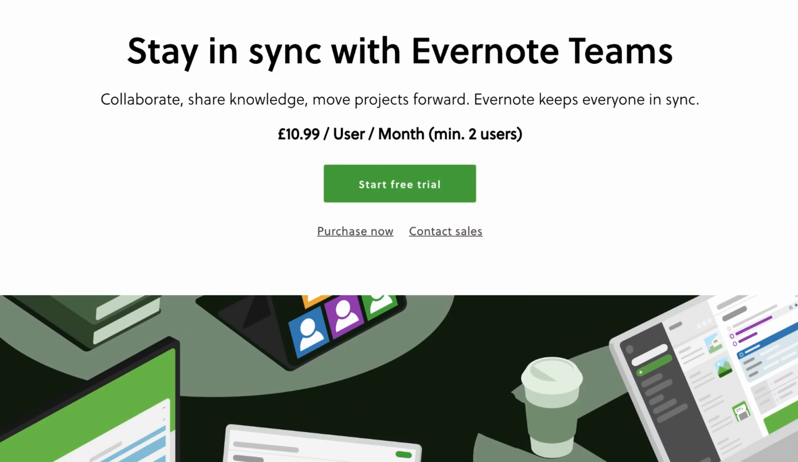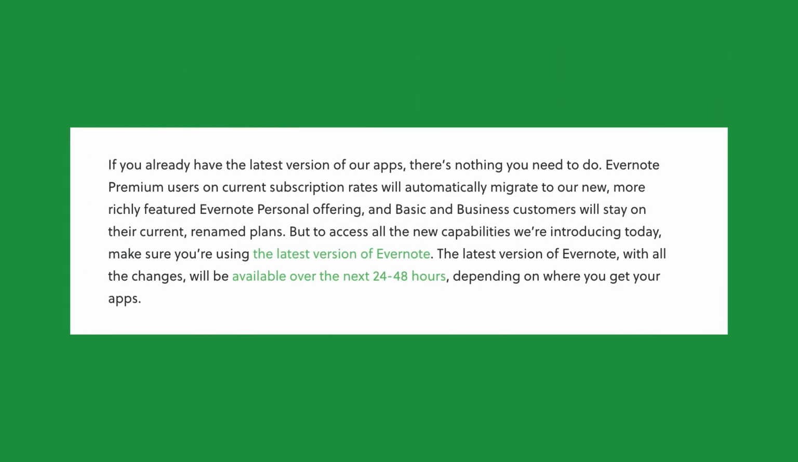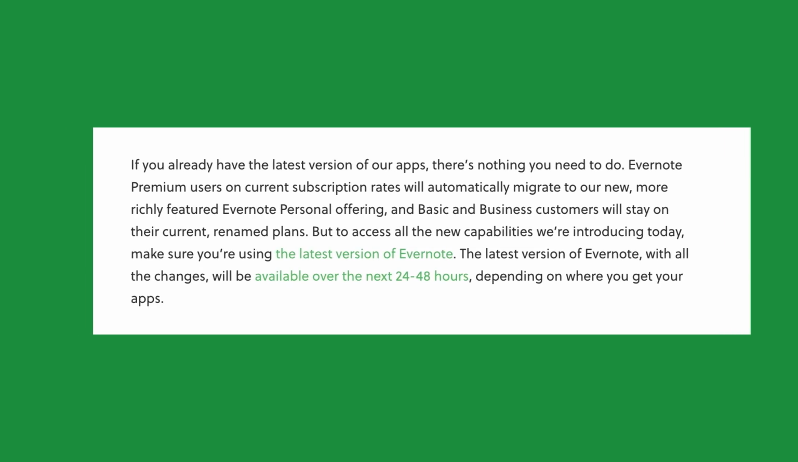They've also got a Teams plan which keeps all the team on the same page. But aside from that, they said in their statement, if you're already using the latest version of apps, there's nothing to do. If you're on premium, it will take the current subscription rates and automatically migrate you to the personal offering, and business and basic customers will stay on the plans, but they'll be renamed. But all the new capabilities we're introducing will be made sure to be available in the latest version. It'll take up to 48 hours.